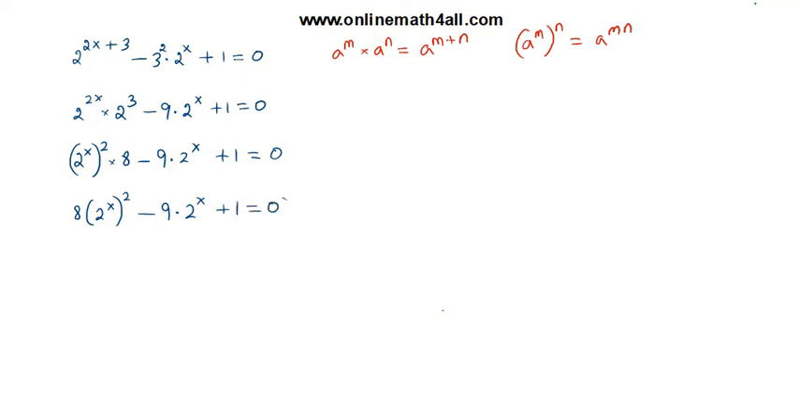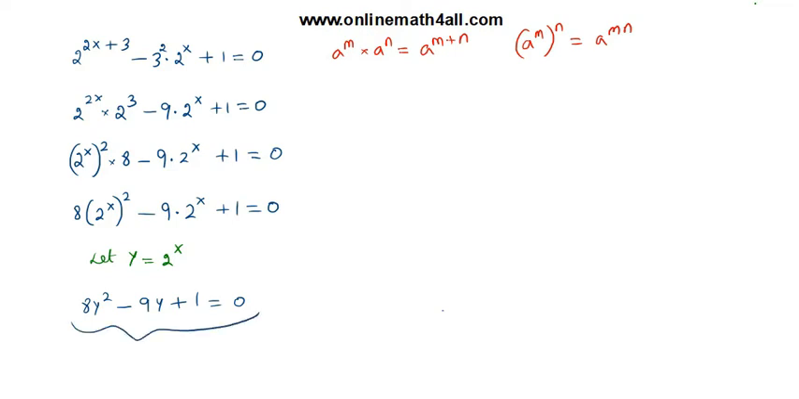Okay, now we have this complete equation in terms of 2 to the power of x. So now we can replace this 2 to the power of x by some other new variable, that is, we have to substitute a new variable for this 2 to the power of x. I substitute y for this 2 to the power of x. So now in this equation I can replace this 2 to the power of x and this 2 to the power of x by y, then the equation will become 8y squared minus 9y plus 1 is equal to 0.